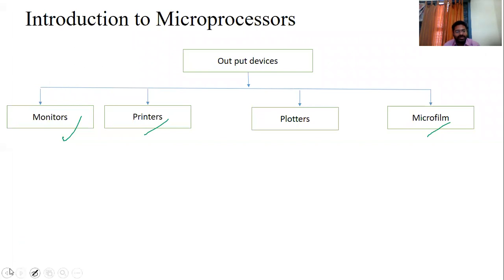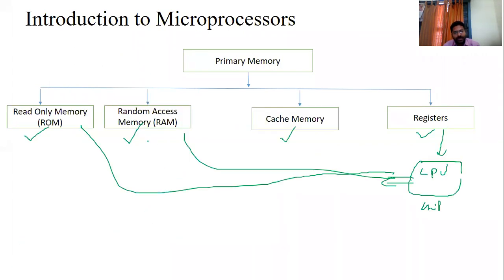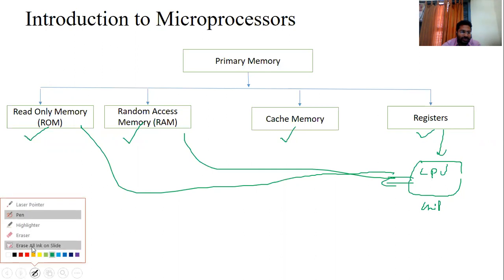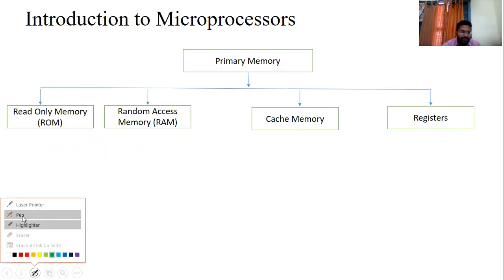Okay, so now see the differences between primary as well as secondary memory. You can go once again. I will tell you what is cache memory, what is the memory organization, how the microprocessor is connecting these memories and other things. I will tell you.